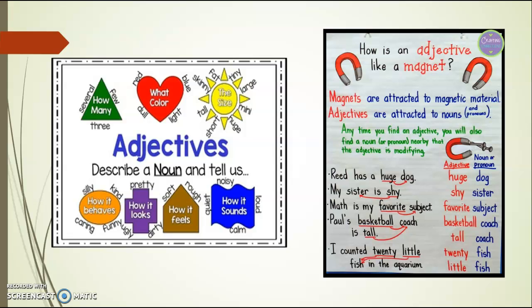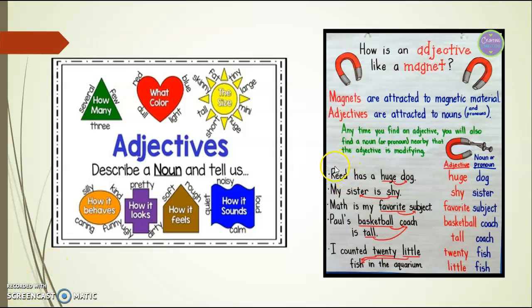So here in the bottom of this anchor chart, we have several examples. The first one says, Reed has a huge dog. So who are they talking about here? They're talking about the dog. Yes, Reed is a person too.